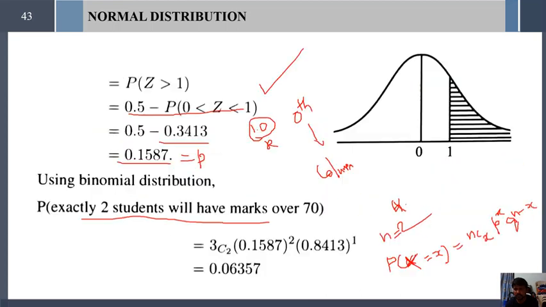Similarly, from the first slide, simply substitute this p value and q equal to 1 minus p. This q equal to 1 minus p is the value here, and simply substitute the p value and the q value. Here, exactly 2 students means this is the value of x. So solving this problem by using the combinatorial property, we can get the answer for this question, 0.06357.